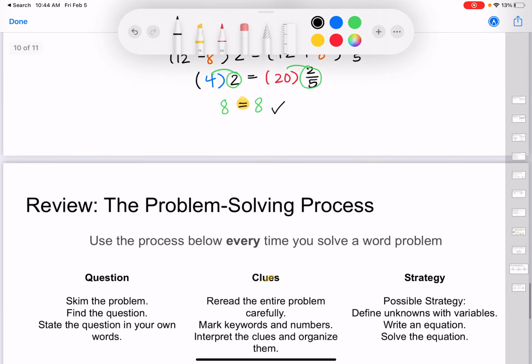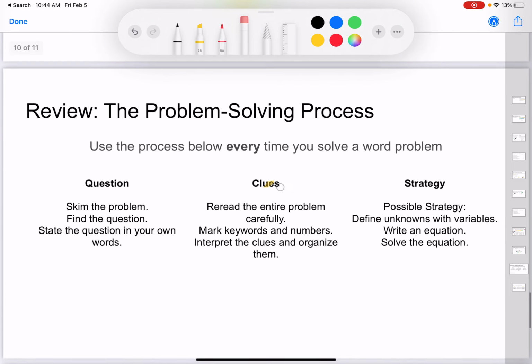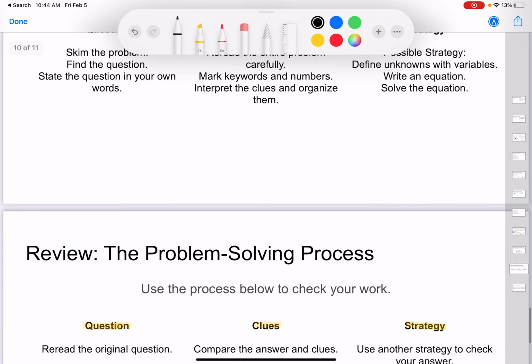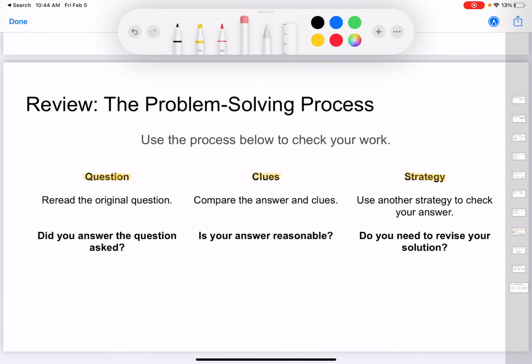Okay, so basically what we went over today is how to go about solving a word problem every time. So the first thing we want to do is deal with the question. We skim the question, find the question, state the question in our own words. The next thing is clues. We want to reread the entire problem carefully, mark keywords and numbers, and then interpret the clues and organize them. After that, we find a possible strategy for solving this problem by writing an equation, and then we go about solving the equation. The next thing we want to do is check if our problem is right. So we want to check our work.